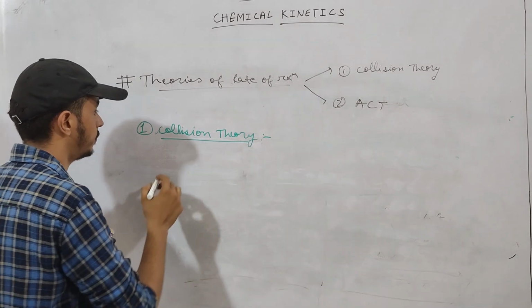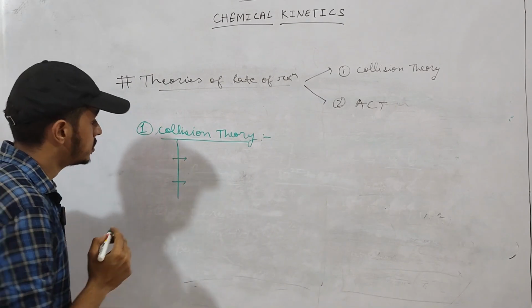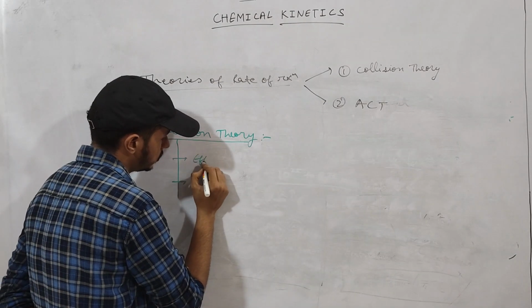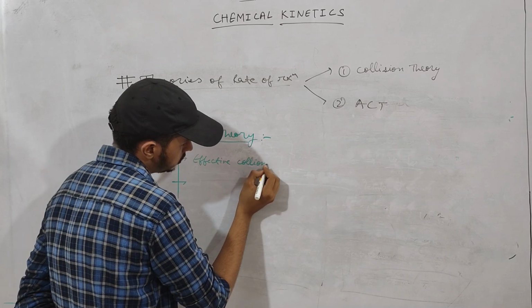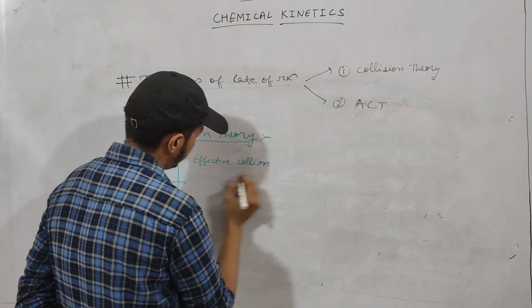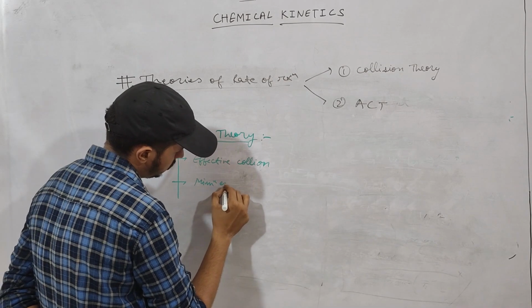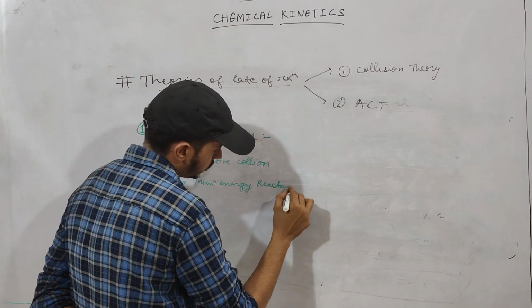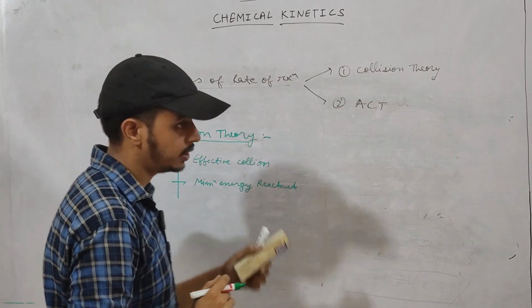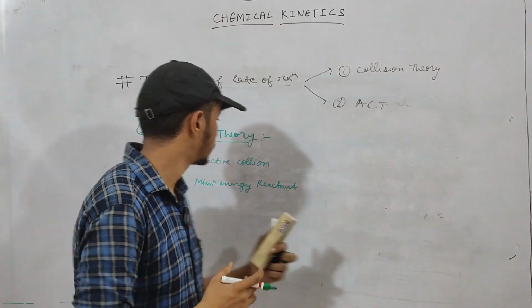Two factors affect the collision theory. First, we require effective collision between the molecules, and second, a minimum amount of energy for a reactant molecule to convert into product. So first is effective collision. Reactant molecules collide with each other and form product.